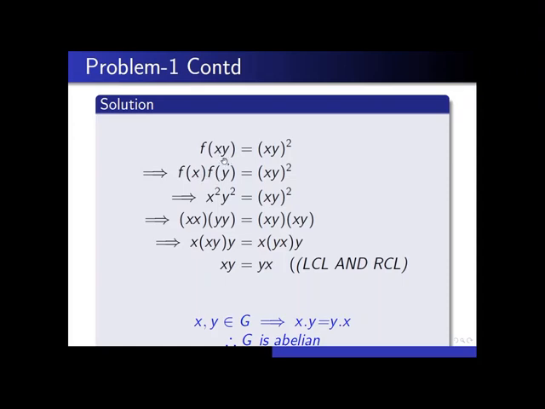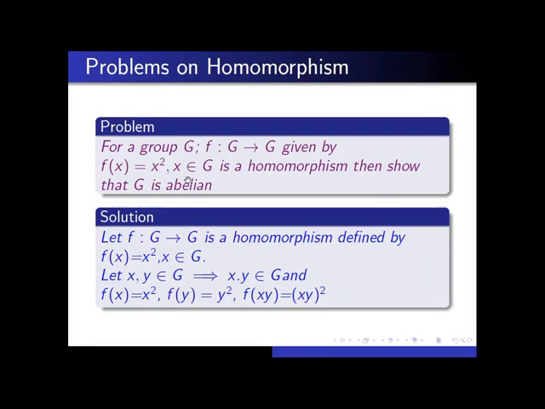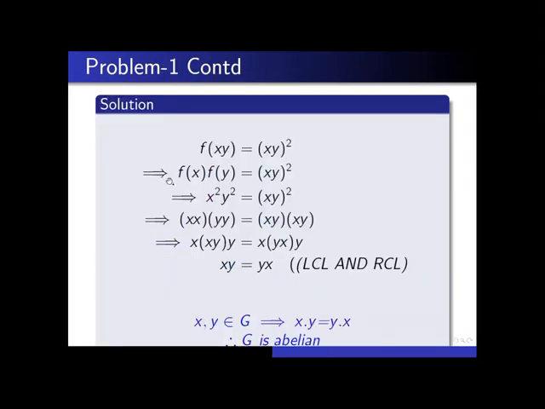Because F is a homomorphism, F of AB is equal to F of A into F of B, which is equal to xy whole square. This implies, what is F of x? According to the definition, F of x is x square. And what is F of y? Y square is equal to xy whole square.